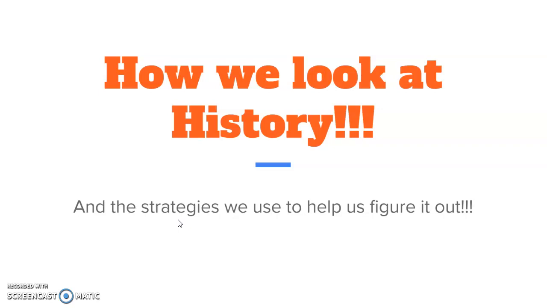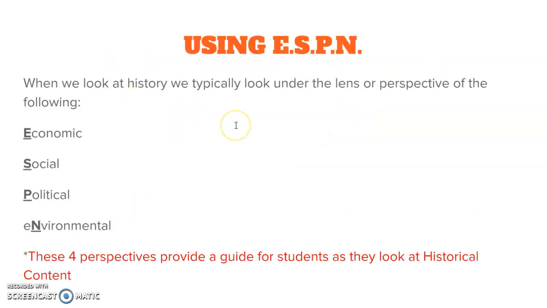Prater here again. We're going to take a look at how we view history, how we look at history, and some of the strategies that we're going to use to help us sort of figure everything out. I want to start by introducing, and hopefully you've seen this before in your previous courses, we look at history through a lens called ESPN: economic, social, political, and environmental. These four perspectives will give us sort of a guide as you look at all of the historical content that we have in this class.